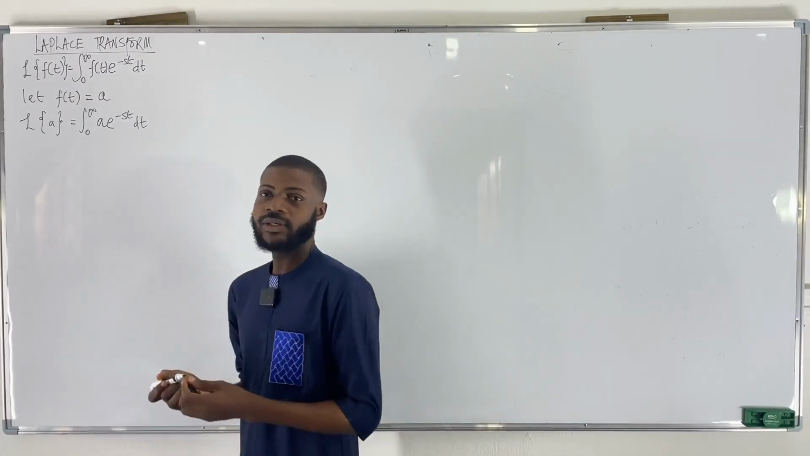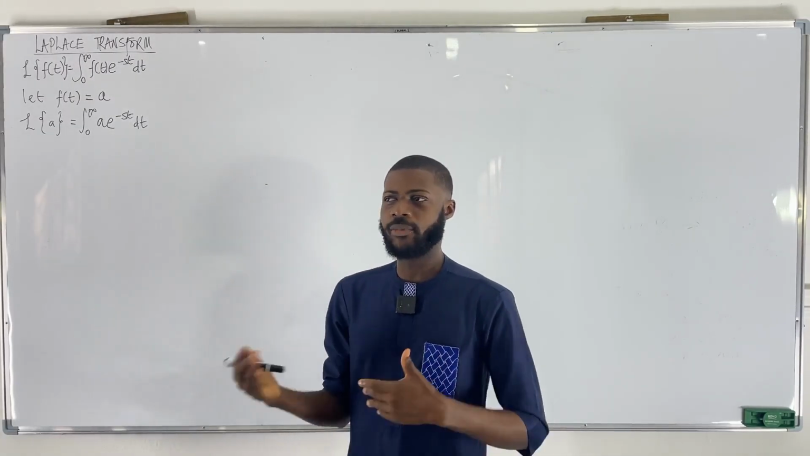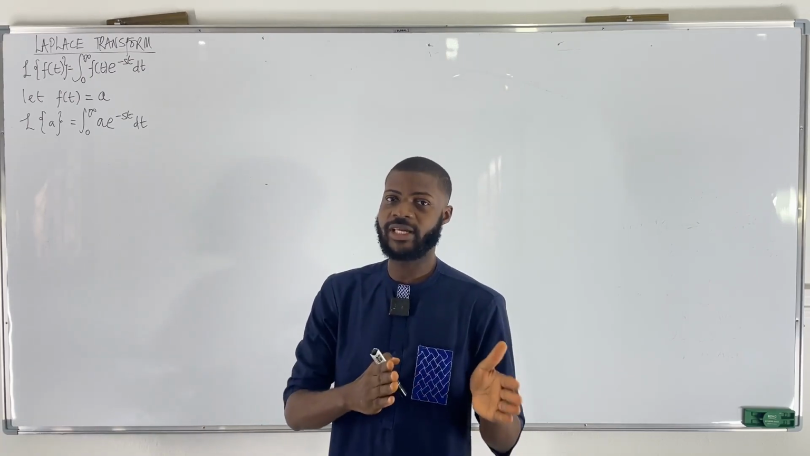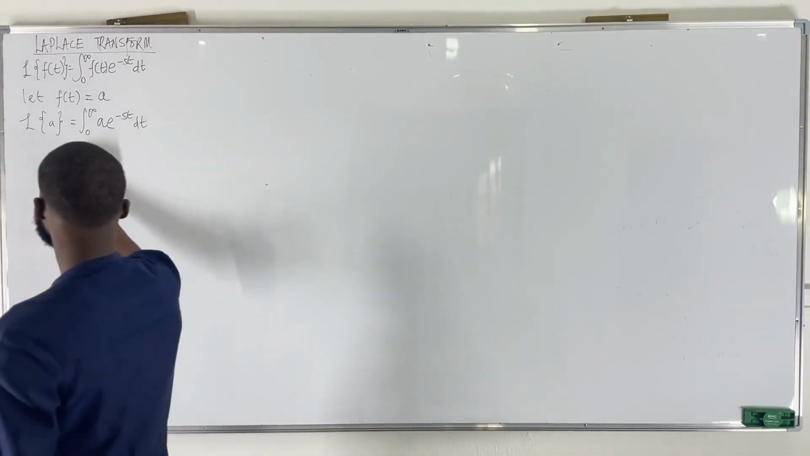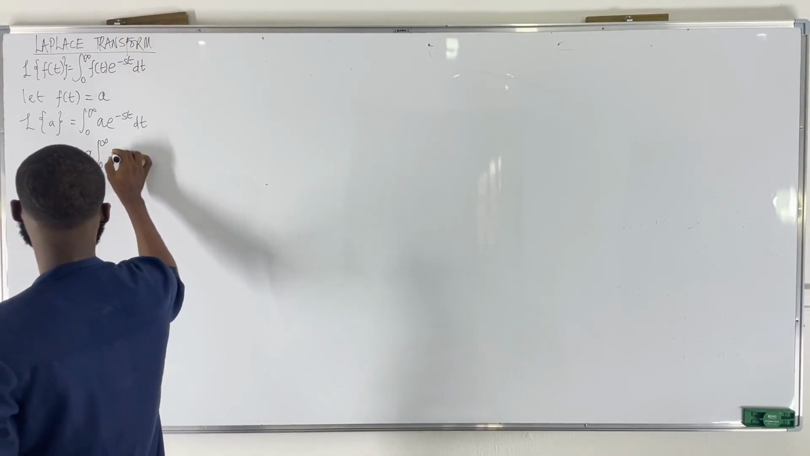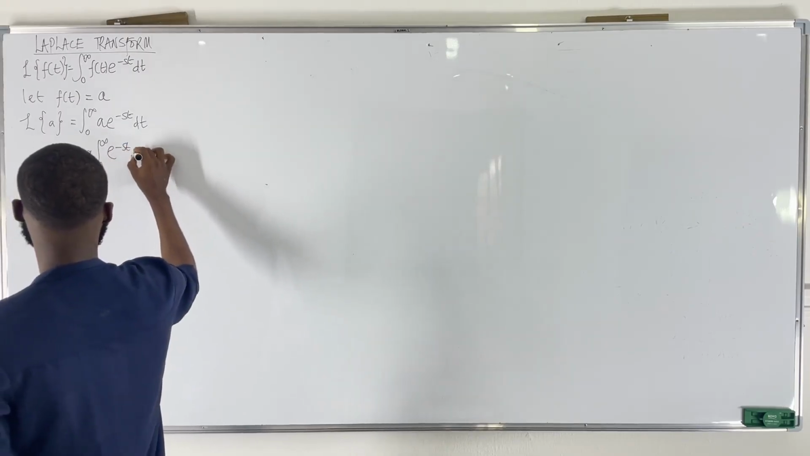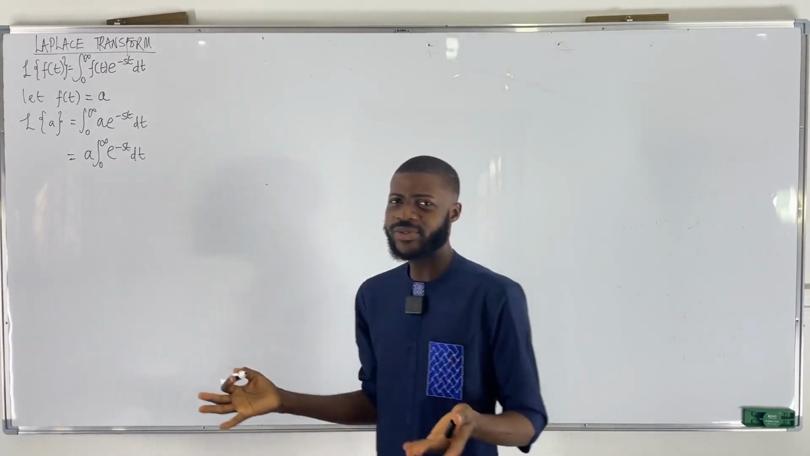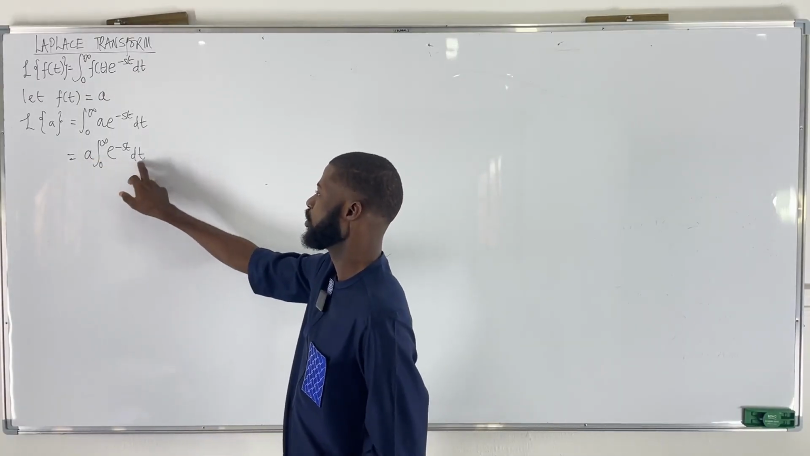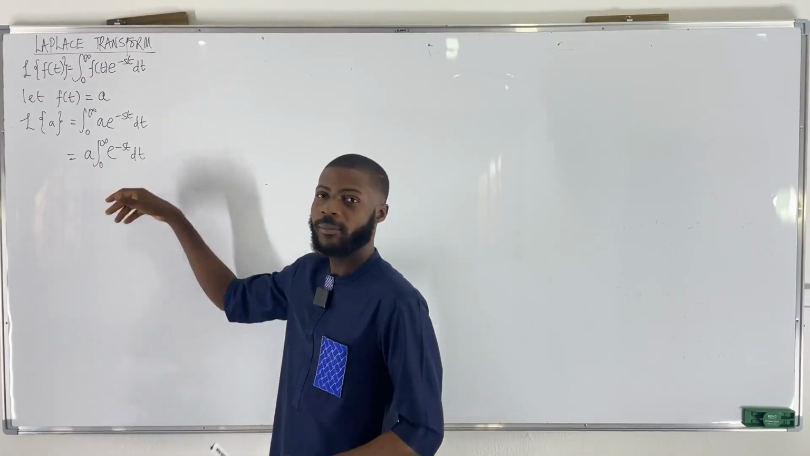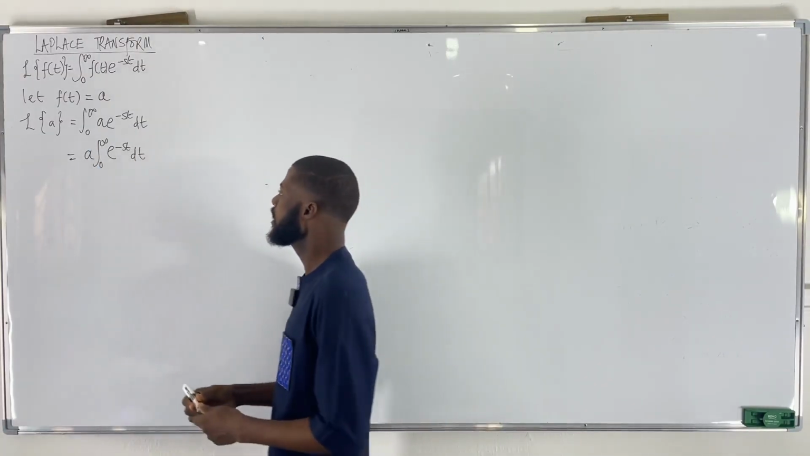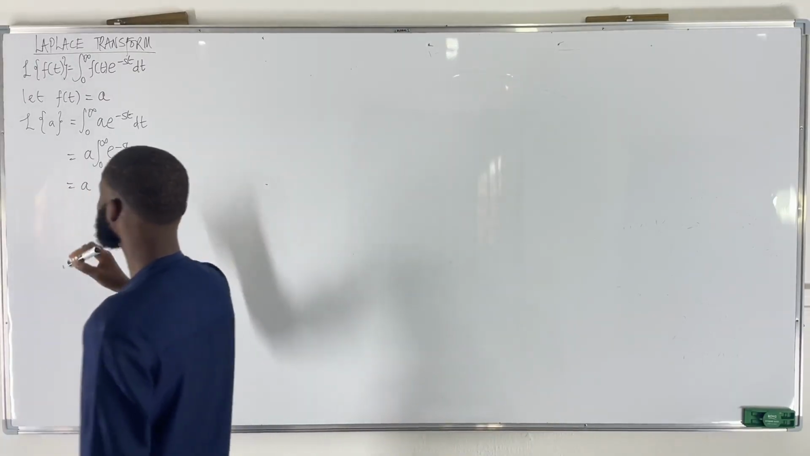Now, for integrals, remember, if you have a constant multiple, you can just bring out that multiple in front of the integral. So in this case, a is going to come to the front. So this will be a times the integral from 0 to infinity of e to negative st dt. We're supposed to integrate with respect to t, but as you can see, a does not have t, so it just goes away.